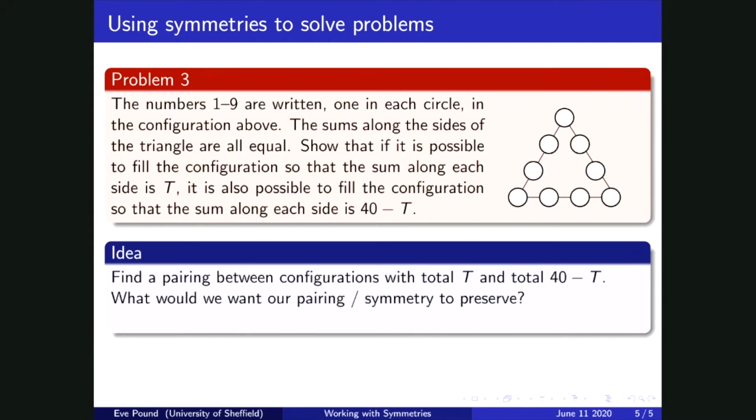So if you remember, I got you to copy down the email address enrichment@ukmt.org.uk. Does anyone have any ideas for things that we might want our pairing or our symmetry to actually preserve? What's it going to want to keep the same? We're going to want to change the total from t to 40 minus t, but which things are we going to need to keep the same if we want this strategy to work?